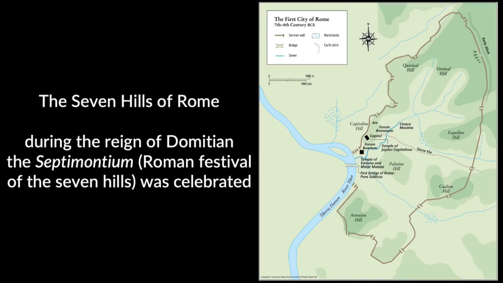And during the reign of Domitian, of course Domitian is the emperor in the days that Revelation is written, during his reign, they actually had a festival in the city of Rome. It was called the Septimontium. It was the festival of the 7 hills. And it was celebrated to celebrate those 7 hills. So the people of Rome were kind of proud of the fact that their city was built on these 7 hills. And it was known in the ancient world.